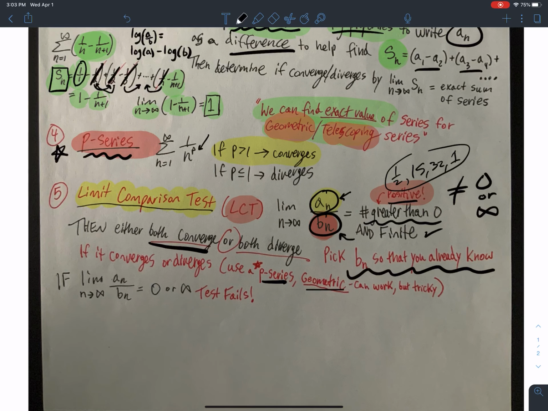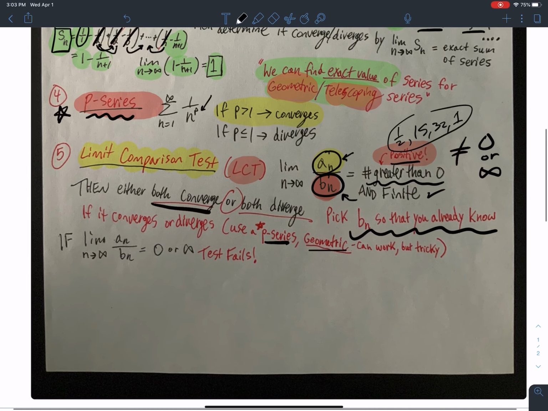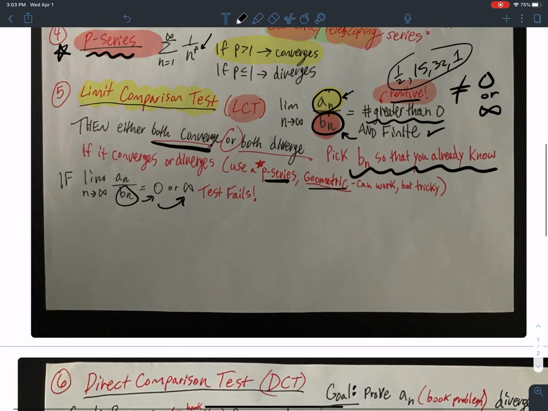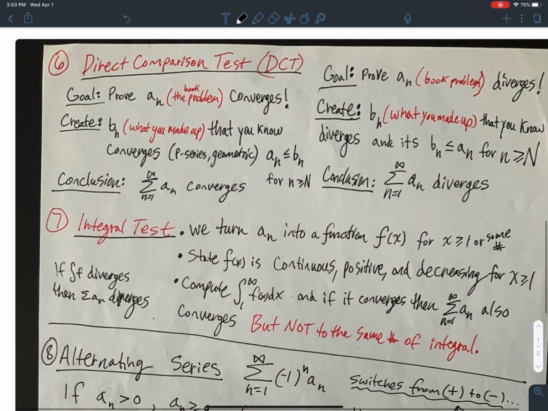Now, if you run into a scenario where you do your limit comparison test, you pick your b_n, and your limit gives you 0 or infinity, then the test just fails at that point. So at that point, we would run into the direct comparison test.